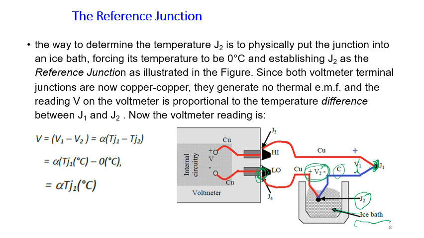Here we can say that V is equal to V1 minus V2. V means the voltage measured. The voltage measured by the voltmeter is this voltage minus this voltage. Now let us look at the source of each voltage.